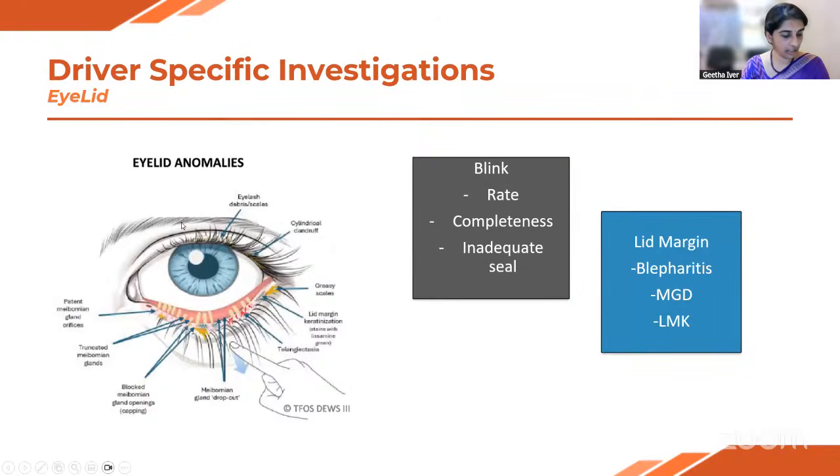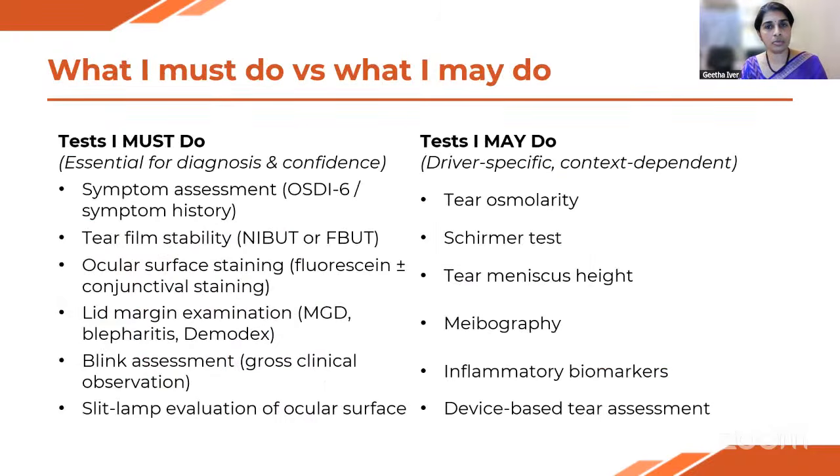In the eyelid, we are specifically concerned about blink, which has been included as an important assessment that one needs to do in patients with respect to the rate, the completeness, and the seal, the adequate or the inadequate seal, and the lid margin with respect to presence of blepharitis, meibomian gland dysfunction, lid margin keratinization, and any other specific eyelid related issues.